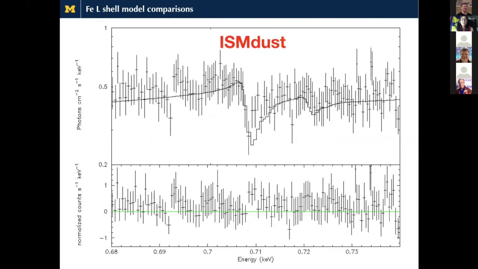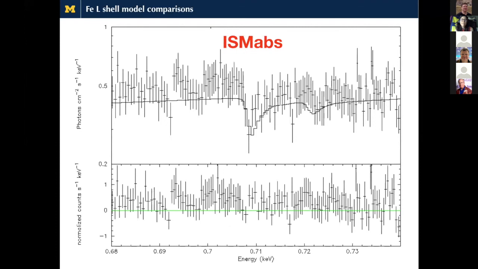So I would say there's still a lot of structure around the photoelectric absorption edge that could be due to astromineralogy effects, so X-ray absorption fine structure, but in general, on the low energy side, you get a better fit.